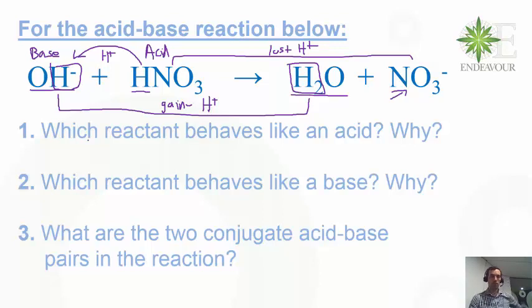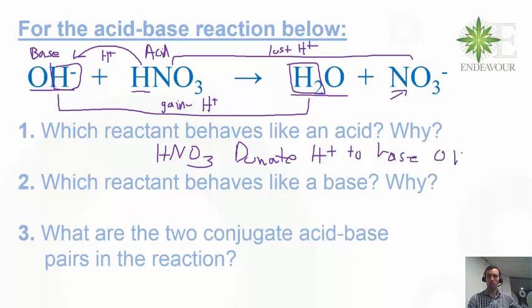So let's work through these questions now. Which reactant behaves like an acid? We can say that HNO3 is behaving like the acid, and why? Because it is functioning to donate H plus. To make this a complete answer, we should say what it's donating H plus to, and that's to the base, and the base compound in this case is OH minus. So that tells us why we know it's HNO3. Which reactant behaves like a base? That must then be OH minus. And how do we know that? The why: because it is accepting H plus from the acid. And in this case, the acid is HNO3.